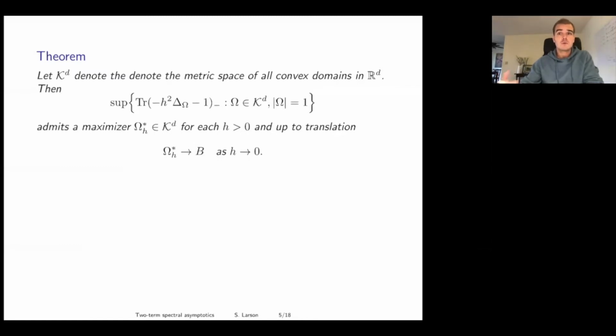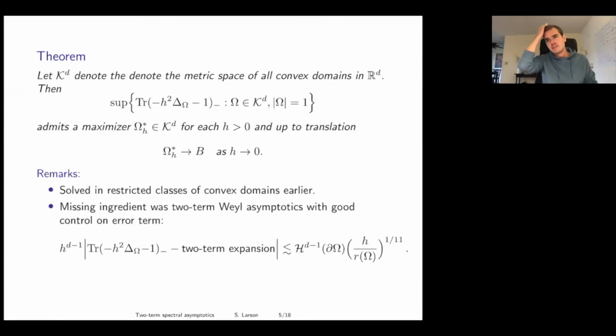One of the corollaries of our result is that if you look at the following shape optimization problem, you take your trace for some fixed H, you maximize among all convex domains in R^d with measure one, then there exists a maximizer. That's fairly easy to prove. But what's more interesting is that if you take any choice of maximizer for each H and then let H go to zero, then up to translations, your maximizers will converge to a ball of unit volume.